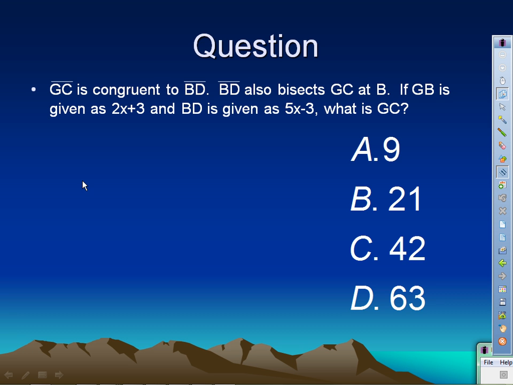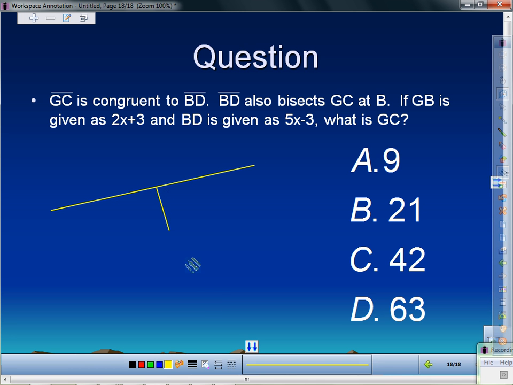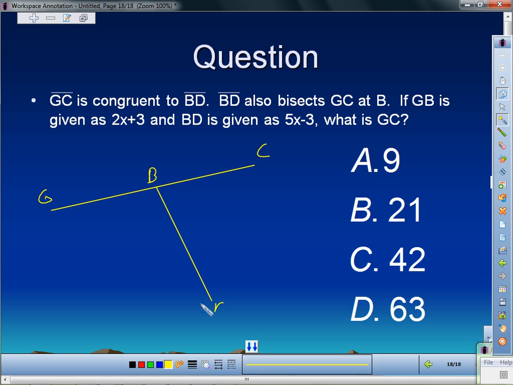So, we know that GC is congruent to BD. We also know BD bisects GC at B. Now, this is not to scale, and it doesn't need to be to scale. So I have GC, B, and D. I know that these are congruent, and I know that the bisected pieces of those are congruent.